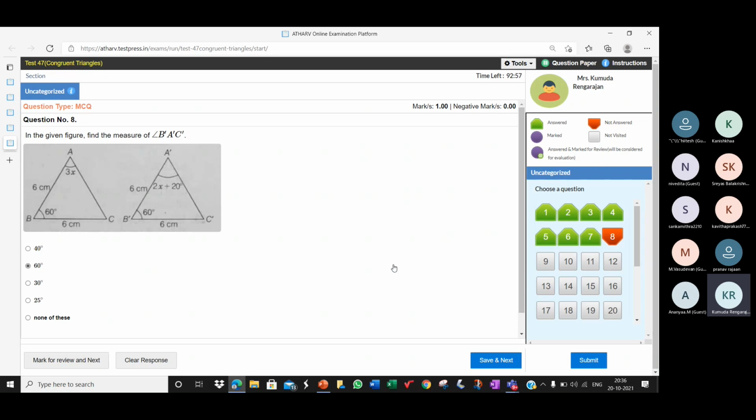Angle A is equal to angle A dash because of CPCTC. Triangles are congruent. So that means 3x is equal to 2x plus 20. On solving, we get x is 20. So putting the value of x in 2x plus 20, we get angle A dash is equal to 60 degrees.